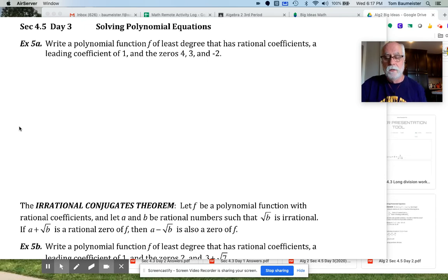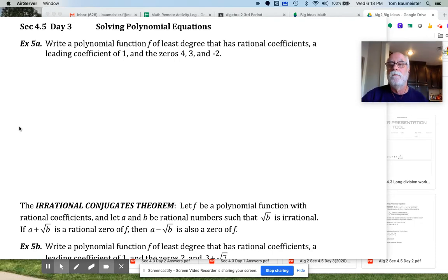This is section 4.5, day 3, and I'm coming to you from the beautiful city of Las Vegas. I'm down here for my nephew's graduation, and I can make a lesson here online at any time.